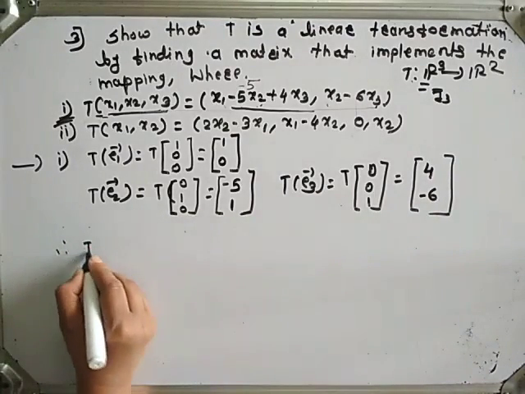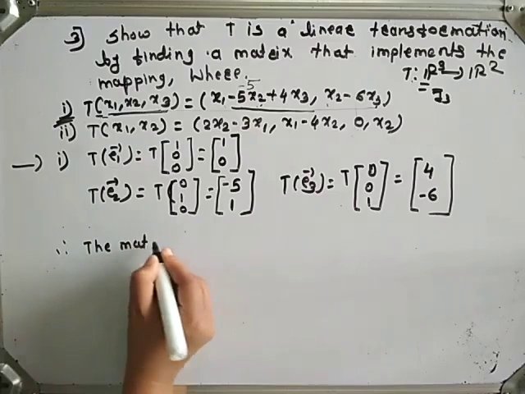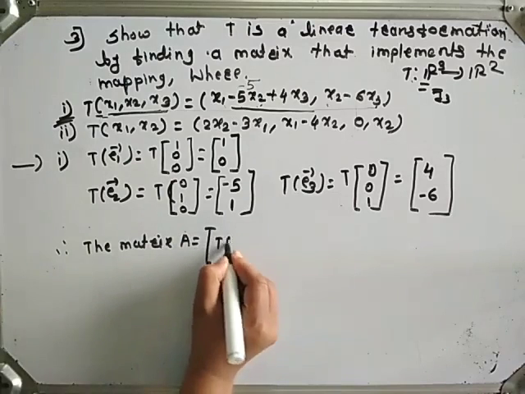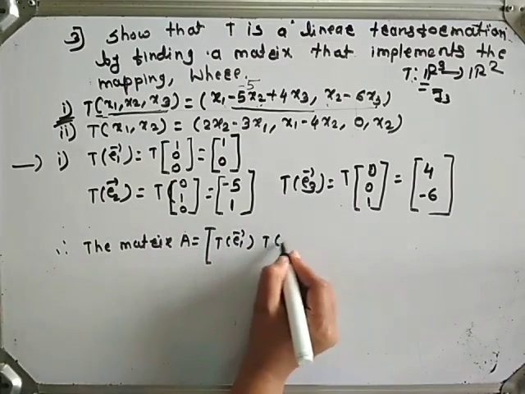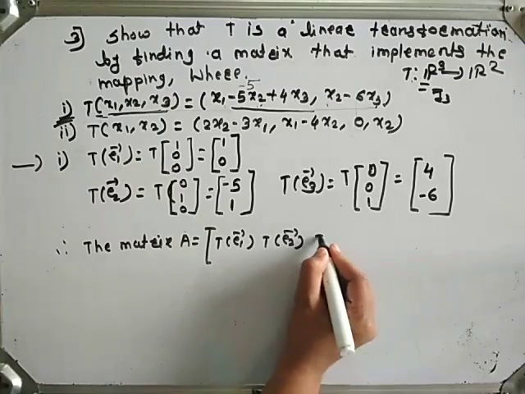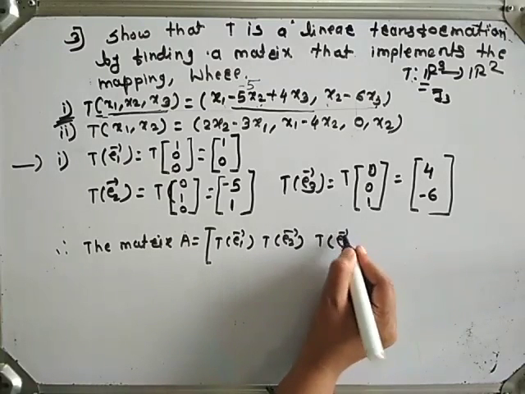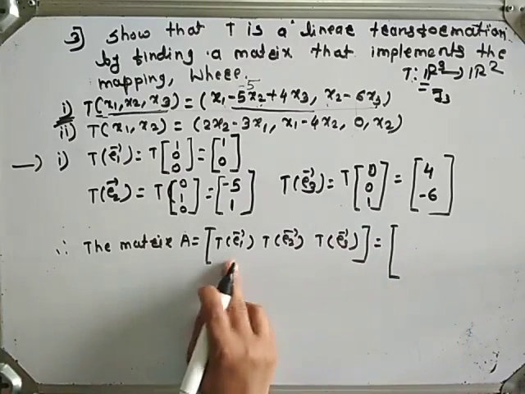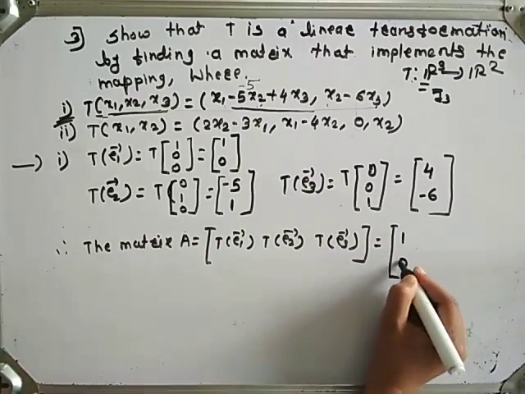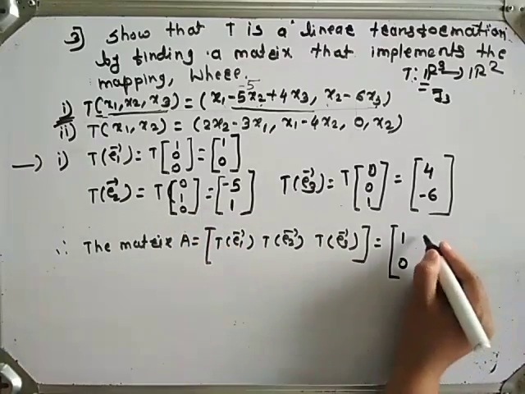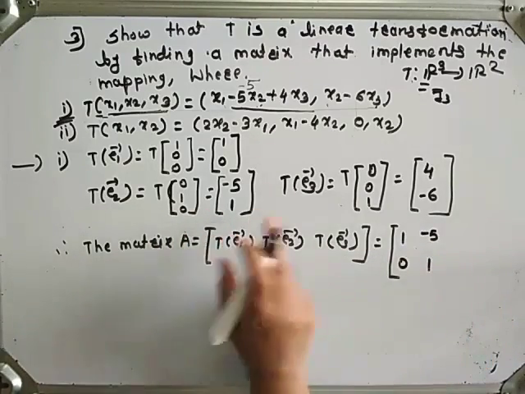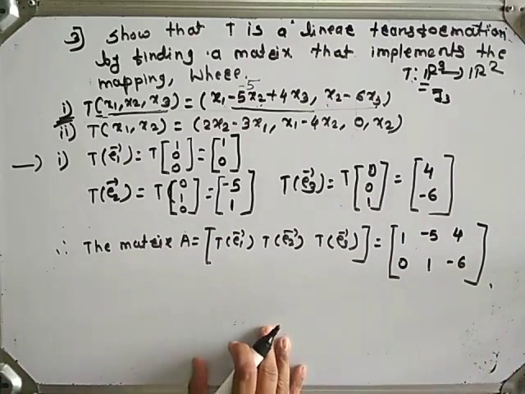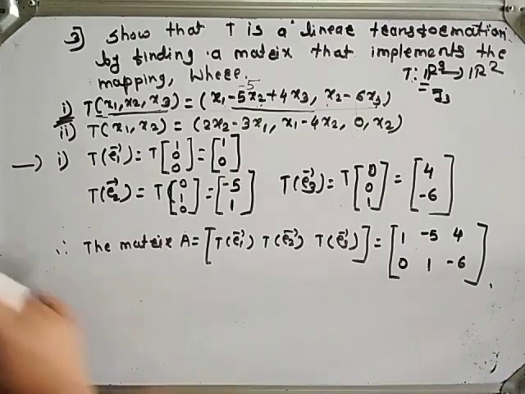And we know that the standard matrix A is nothing but [T of E1 bar, T of E2 bar, T of E3 bar], which is equal to, what is T of E1 bar? T of E1 bar is (1, 0). T of E2 bar is (minus 5, 1). T of E3 bar is (4, minus 6). This is the standard matrix for the linear transformation.